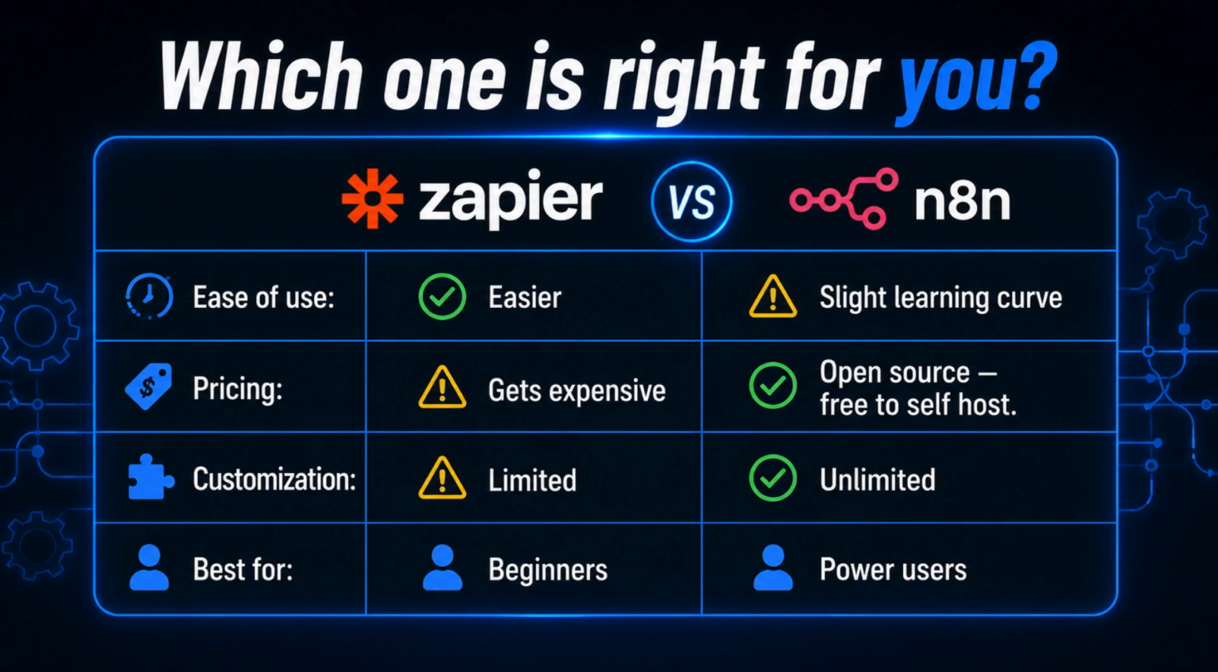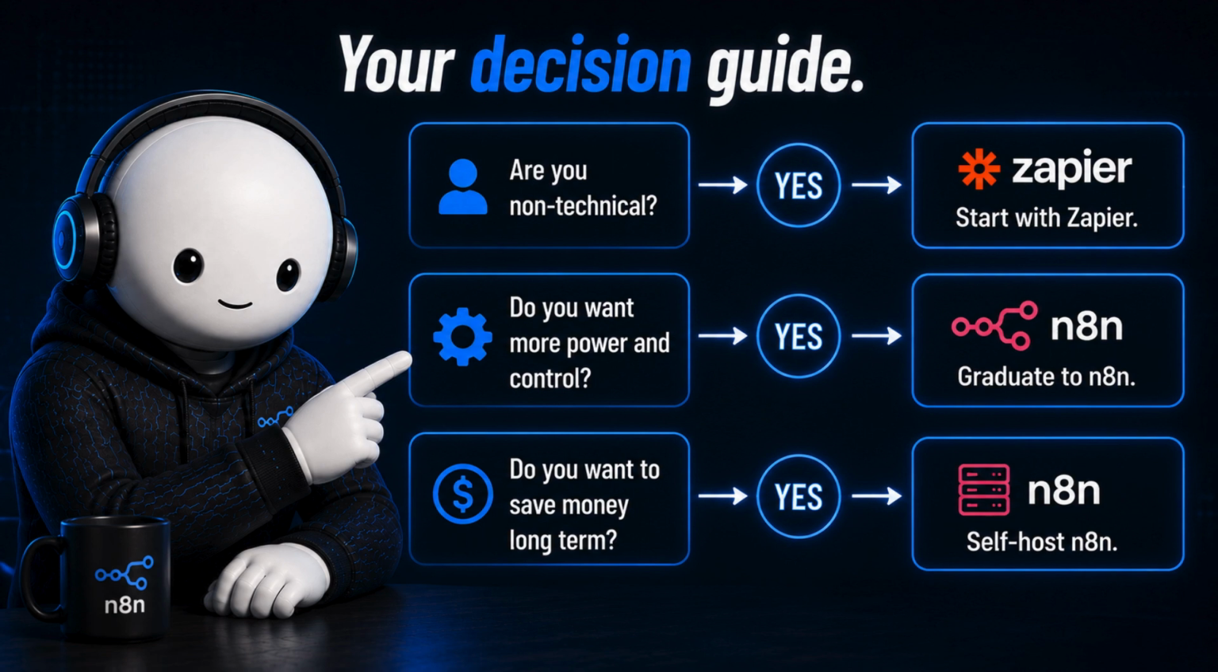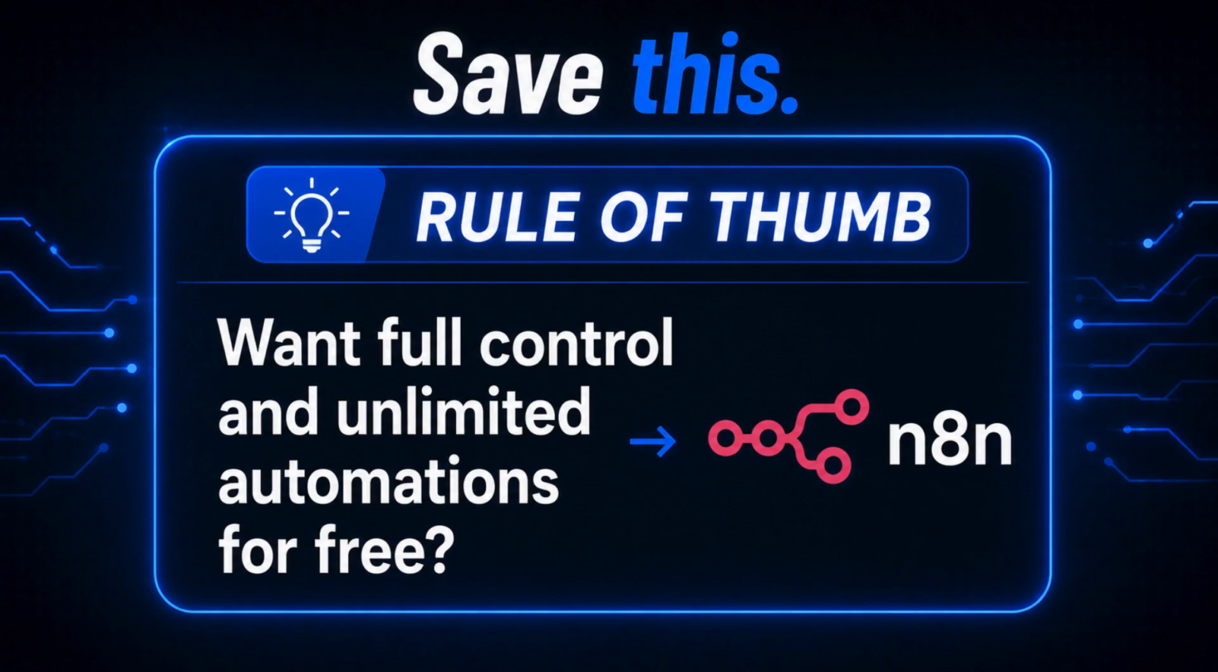Now, which one should you use? Here is the honest answer. Start with Zapier if you are non-technical and want results fast. Graduate to N8N when you want full control, unlimited customization, and you want to stop paying per task.